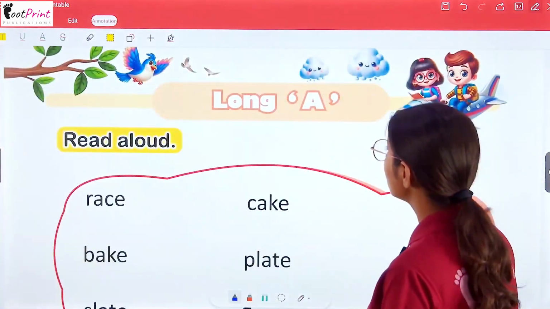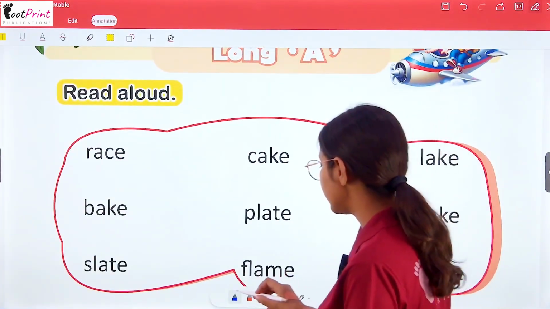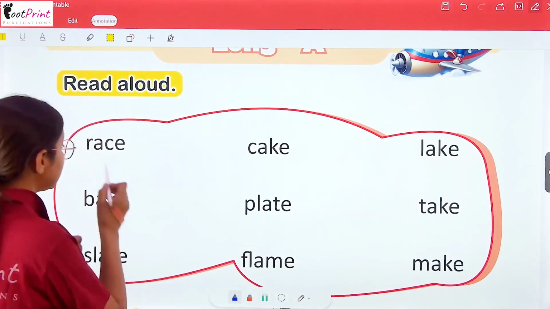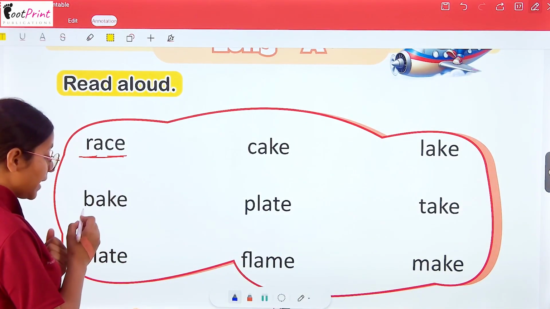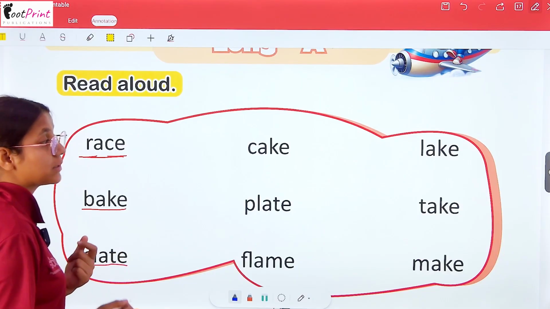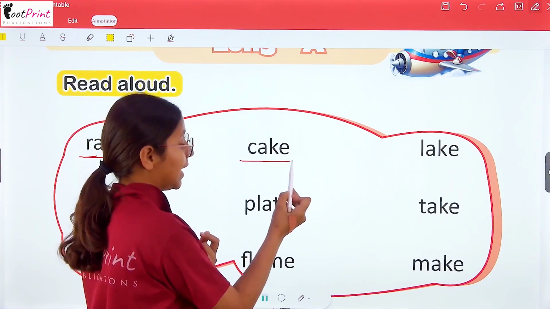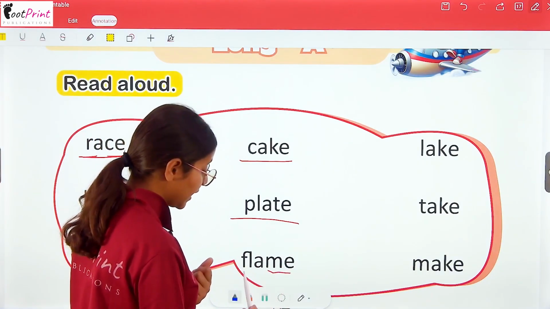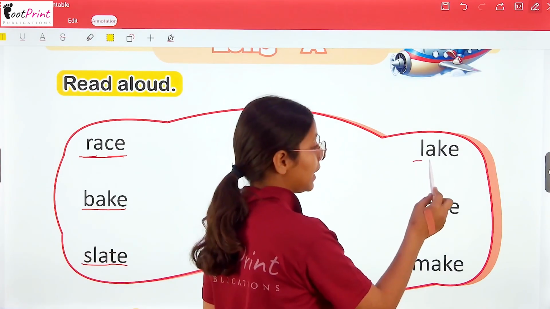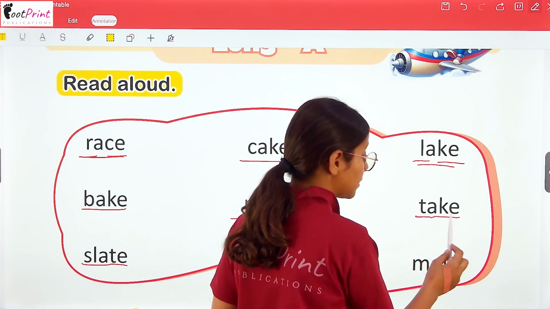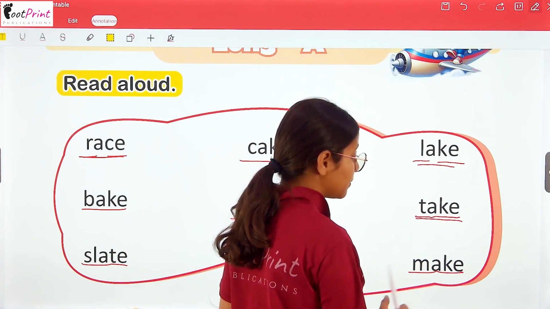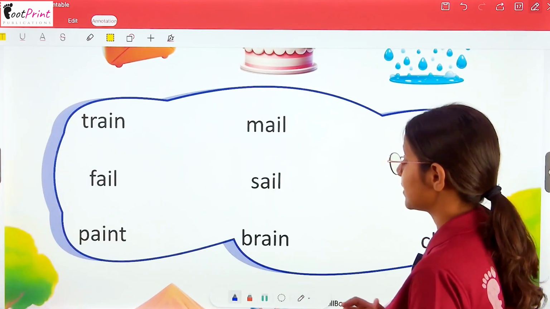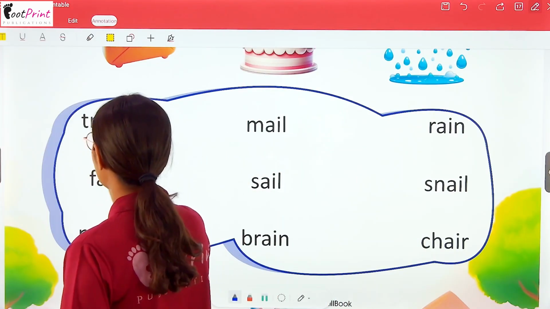Now, long A. Let's read with me. Read aloud. Race, bake, slate. In a similar way, cake, plate, flame, lake, take, make.